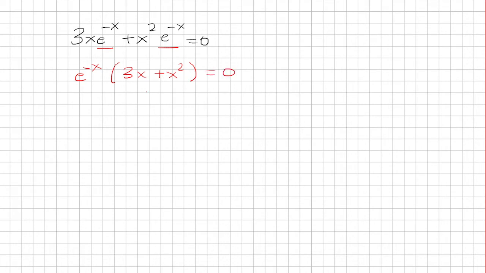I want to solve for x. So we have 3x e to negative x plus x squared e to negative x equals 0. Notice they both have a factor of e to the negative x, so I can factor that outside. And what I'm left with inside is 3x plus x squared equals 0. I'm going to set each factor equal to 0.